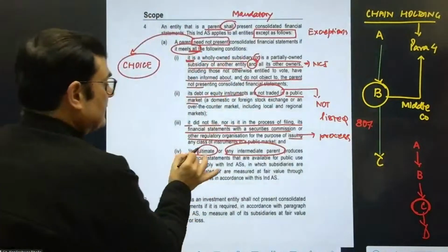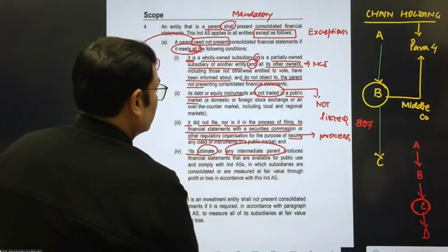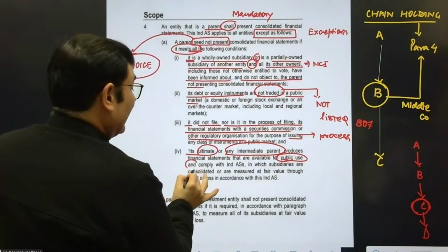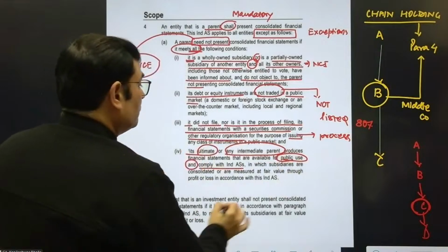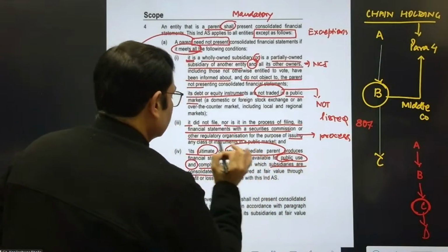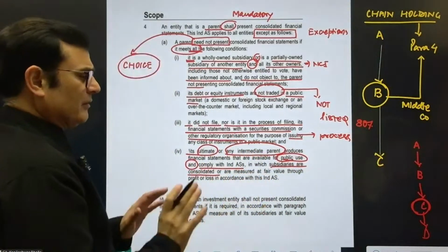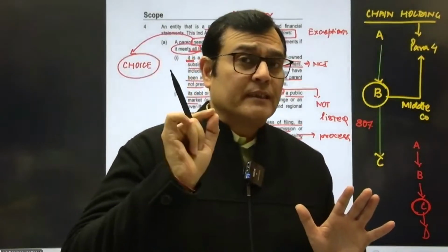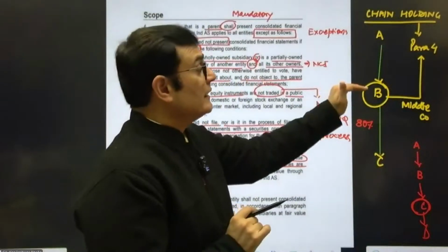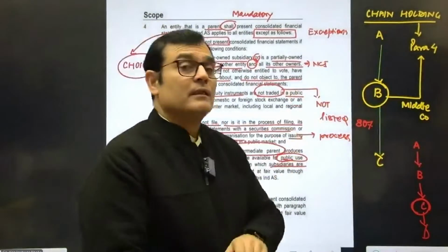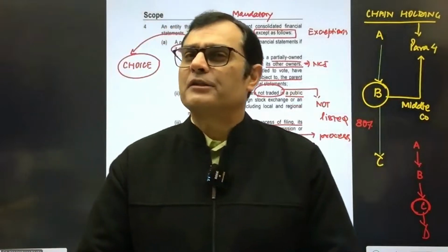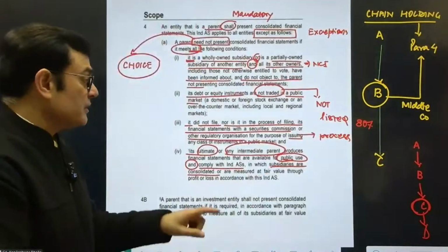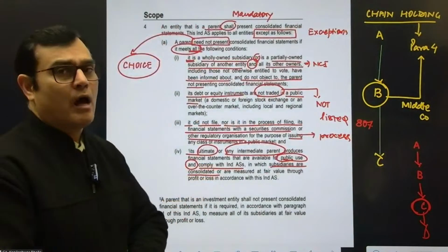So it says its ultimate or any intermediate parent produces financial statements available for public use, and they comply with Ind AS in which subsidiaries are consolidated or measured at FVTPL. I'll not get into that FVTPL at this stage. So the 4th condition is that in this particular case, if I want to give a choice to B, I'll say, okay, tell me, is A making financial statements for public use? 1. And it is making financial statements in accordance with the Ind AS or not.